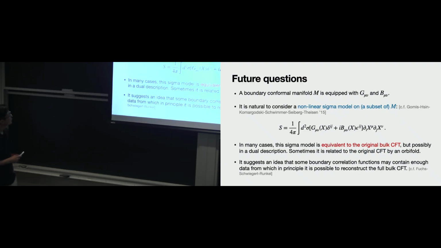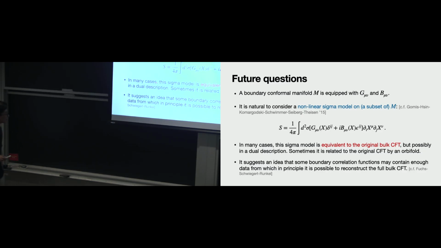Finally, now we know that whenever we have a boundary conformal manifold in 2D CFTs, this space M is equipped with the metric G_mu nu, coming from the generalized metric, and it also has this B field B_mu nu we just defined. And when you have such a space, it seems very natural to consider a nonlinear sigma model whose target space is M with this Lagrangian. And in a small number of examples we have considered so far, somehow this sigma model seems to be equivalent to the original bulk CFT, but possibly in a dual description, also possibly up to some discrete gauging or orbifold.